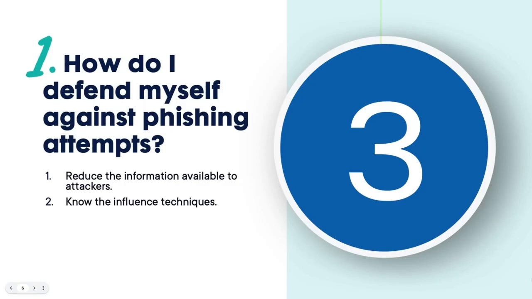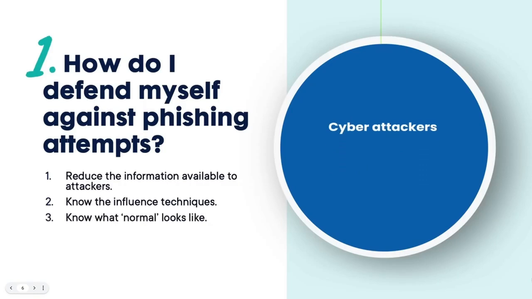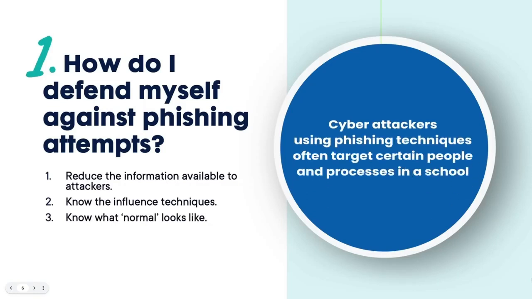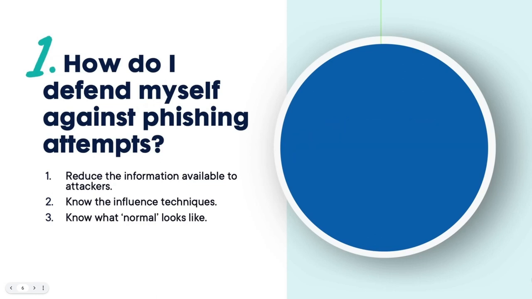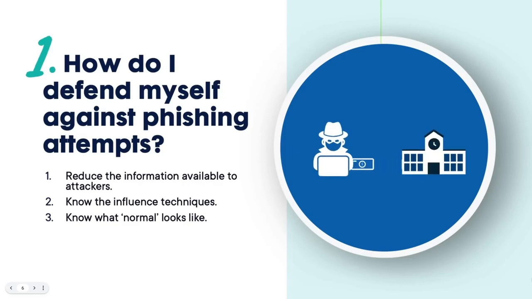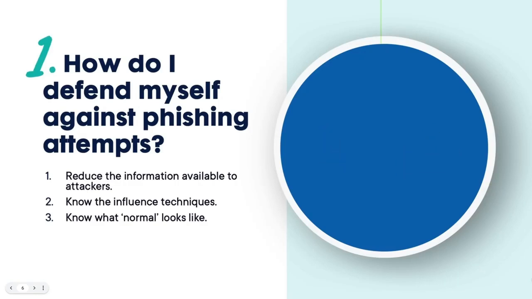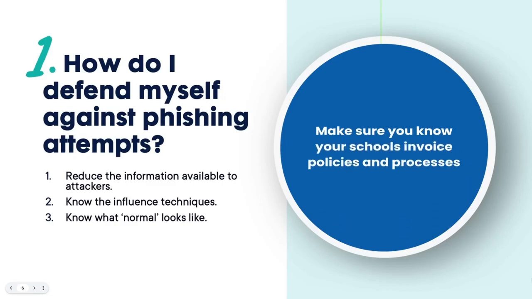3. Know what normal looks like. Cyber attackers using phishing techniques often target certain people and processes in a school. For example, cyber attackers looking to steal money from your school might target someone in your finance team to influence your school's invoice process. Make sure you know your school's invoice policies and processes so it's easier to spot unusual activity.